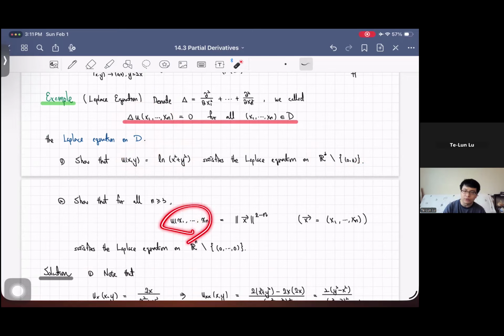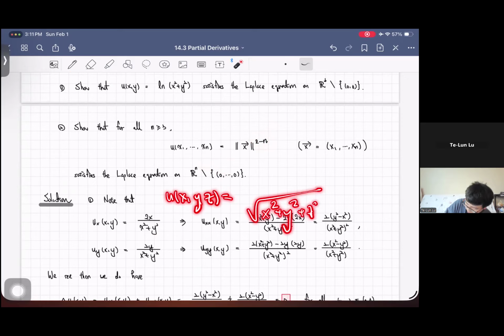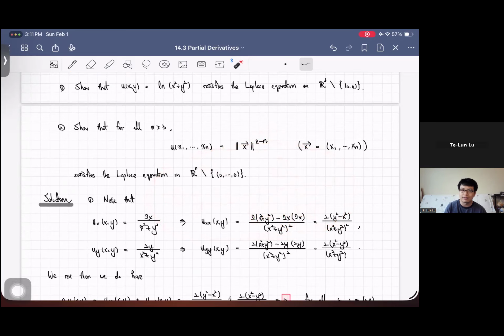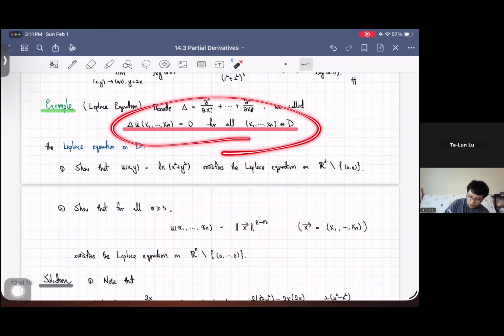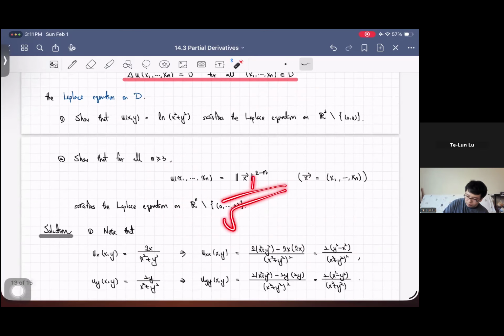So I define the function u to be the length of the vector x, taken to the power of 2 minus n. For example, in the case n equals 3, this is minus 1, right? So the function u(x,y,z) is simply the inverse of the square root of x squared plus y squared plus z squared. It's a function in three-dimensional space, and you can generalize it to n equals 4, 5, 6. I claim that this function again satisfies this equation without the origin, because at the origin you would get a 0 in the denominator, right?